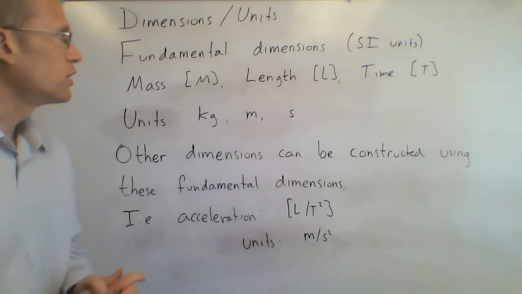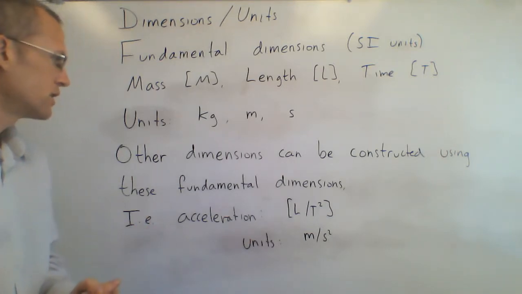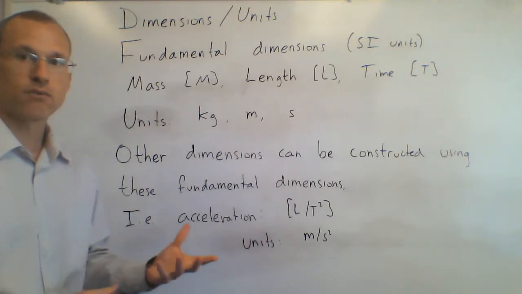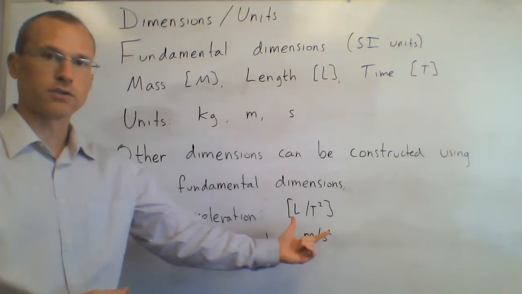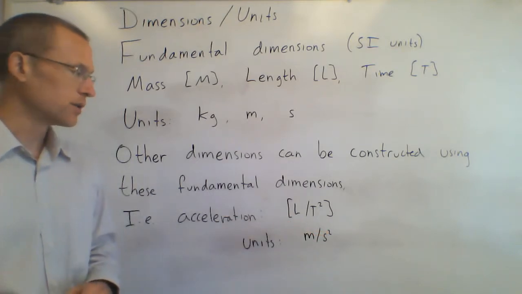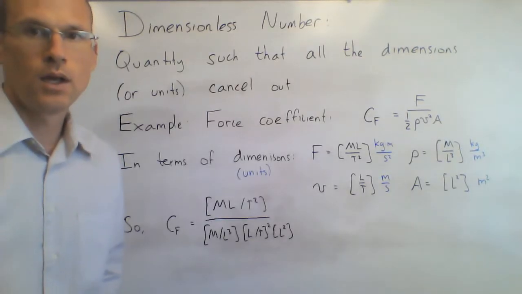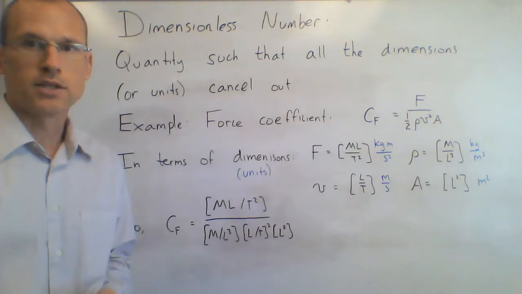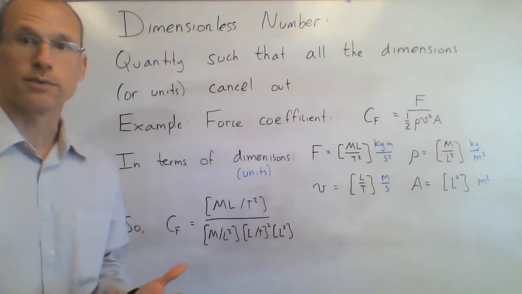And so what we can do with these fundamental dimensions is make other dimensions, other variables, such as acceleration, for example. Acceleration is some length over a time squared, so acceleration can have a dimension of L over T squared, and of course SI units, meters per second squared. So a dimensionless number, just as its name suggests, is a number where all the dimensions or units completely cancel out, so it's left with 0 units or 0 dimensions.